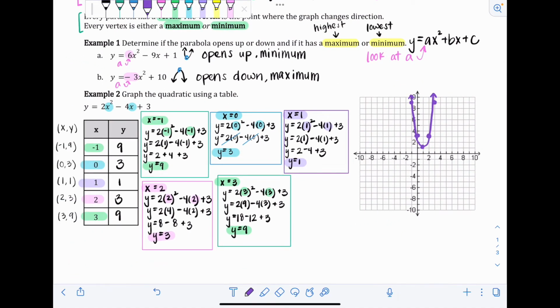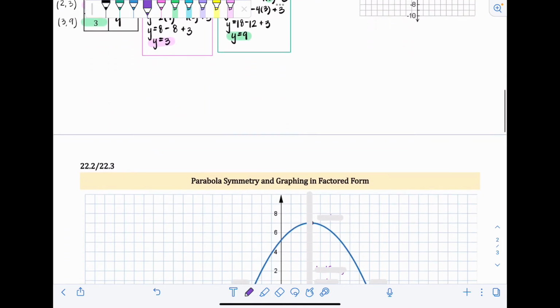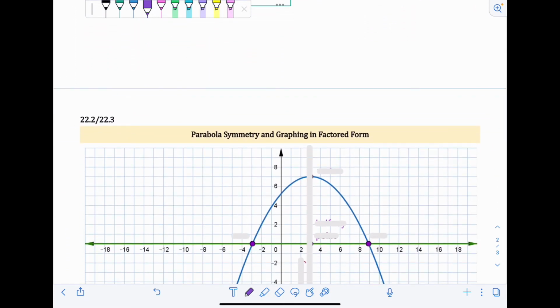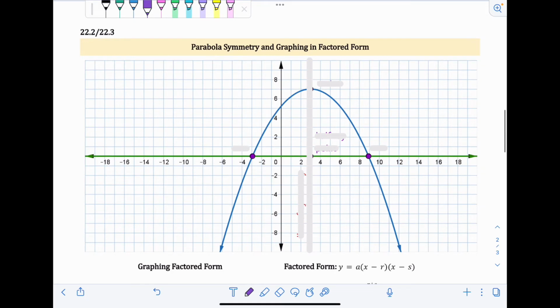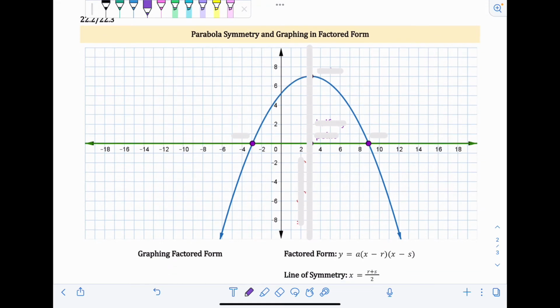Okay, and then that's how we graph using a table. So the next section is going to combine 22.2 and 22.3, and it's talking about parabola symmetry and then graphing quadratics that are in factored form. This image obviously has a bunch of stuff blurred out. It's just new terms. So this has a lot of important stuff, so I would draw this and keep it somewhere that you can refer back to.